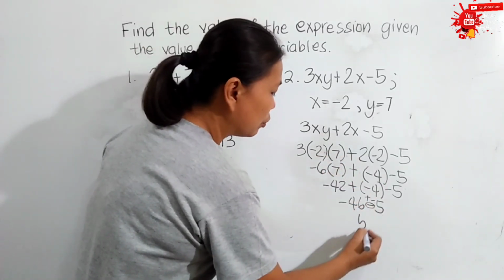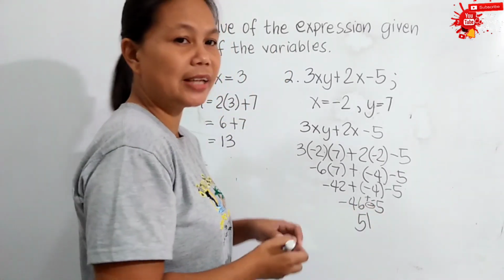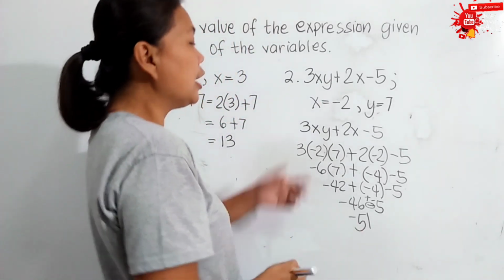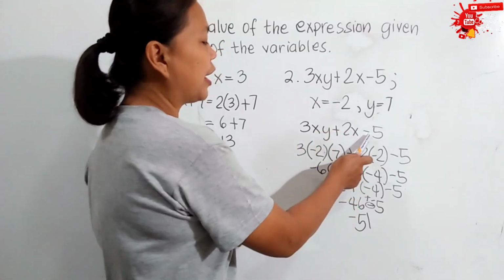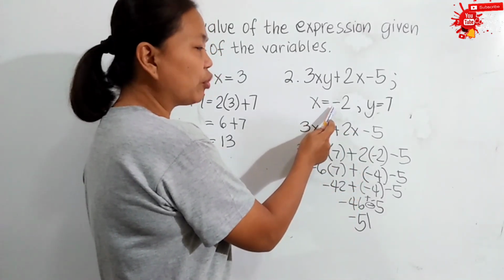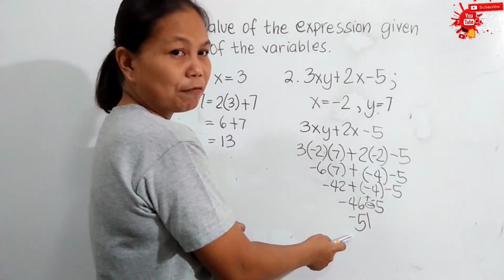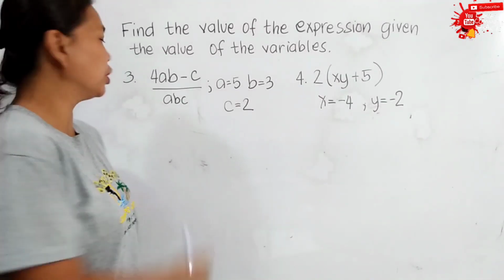So, it is equal to 51. And they have a common sign which is negative. So, we copy the common sign which is negative. So, therefore, the value of 3xy plus 2x minus 5, if x is negative 2 and y is 7, is negative 51. Now, let us have our example number 3.